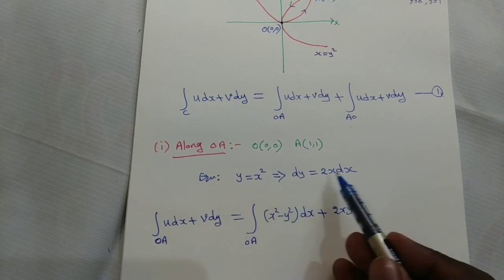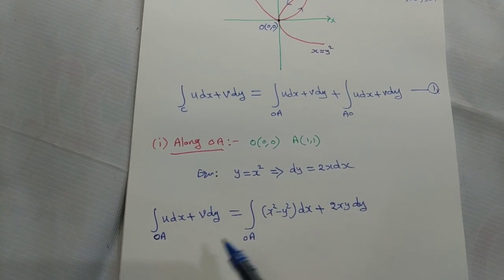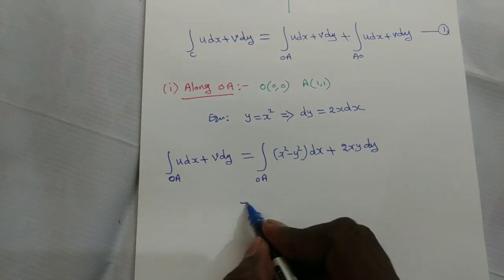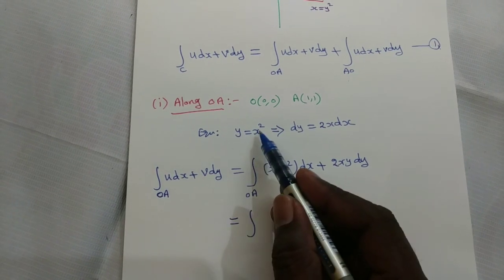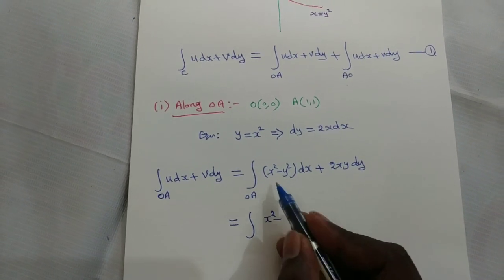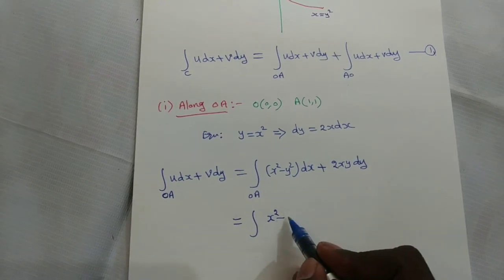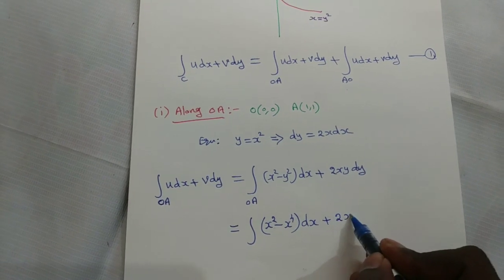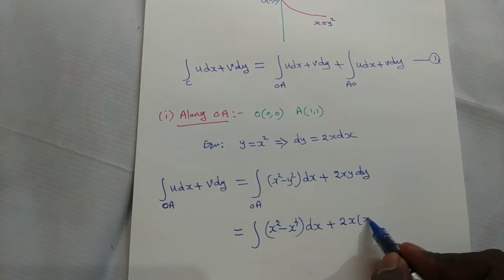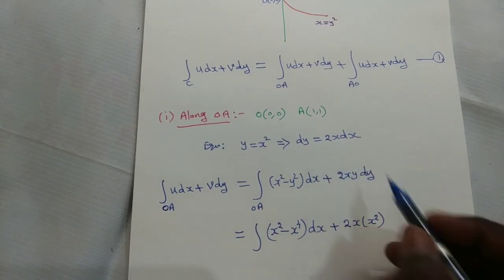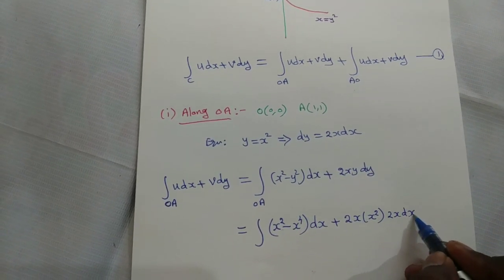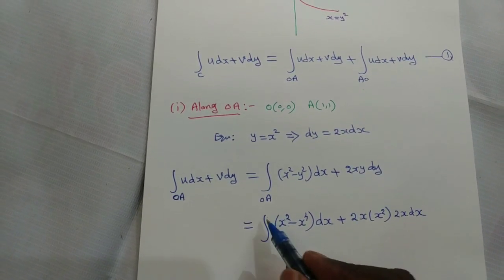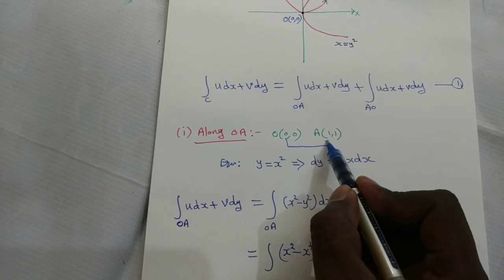By using this, I am going to convert the integral in terms of a single variable, then I can easily integrate. For y I put x square. So x square minus y square: what is y square? x power 4, into dx, plus 2x into y, what is y? x square, into dy, what is dy? 2x dx. Now everything is converted in terms of x, so I need a limit for x. The limit for x is 0 to 1.